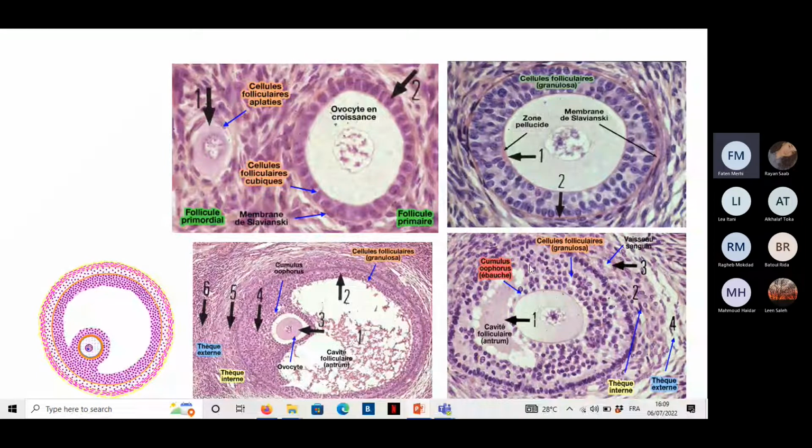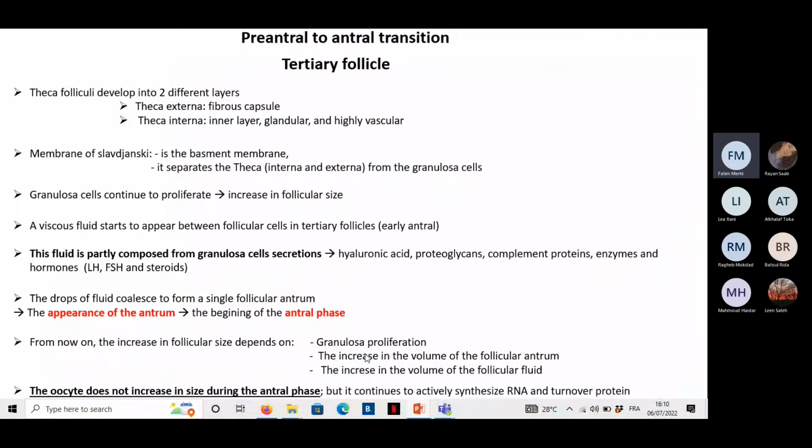Now, in those stages of follicular development, the follicular growth will not be due to an increase of the size of the oocyte, but it will be due to an increase in the granulosa cell number, to an increase in the volume of the antral fluid, and to an increase in the size of this antrum or of this cavity.